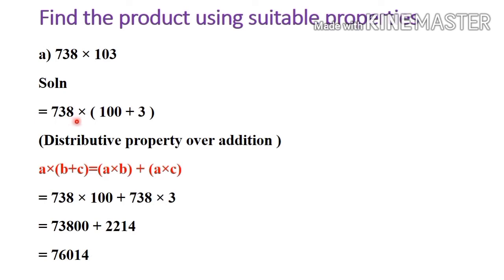Okay, so with the 738 you are going to multiply the terms which are inside the bracket. So what is the first thing? A into B. So 738 into B, that is 100. Then what is the symbol? Plus, then 738 into 3. Okay, so we have applied distributive property. Now multiply and write down the answer.